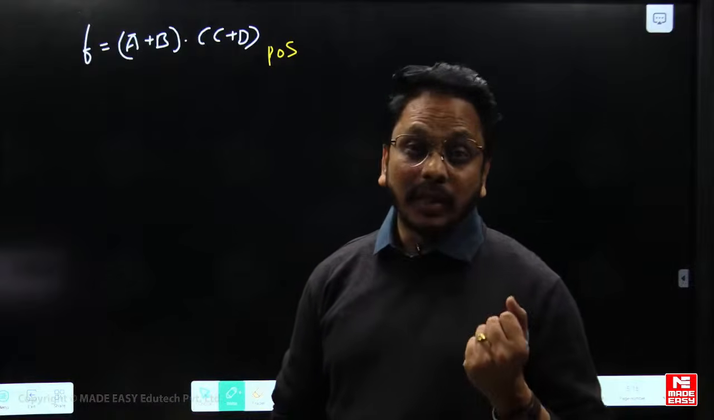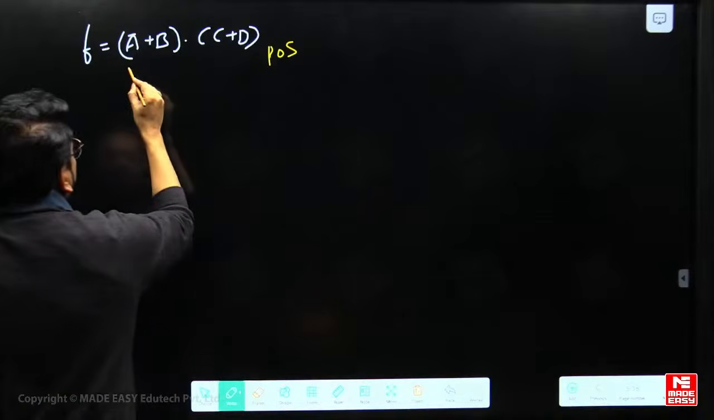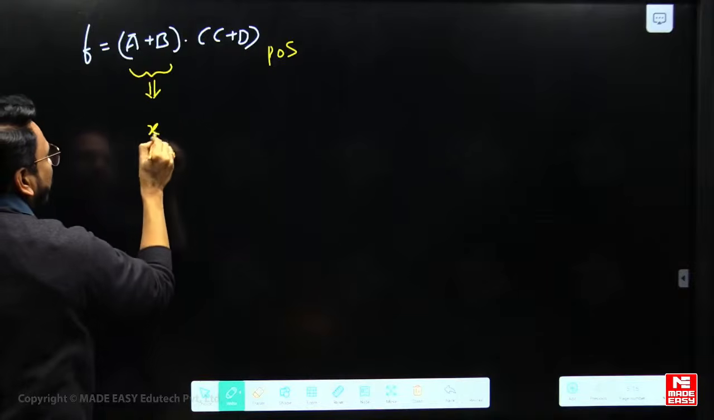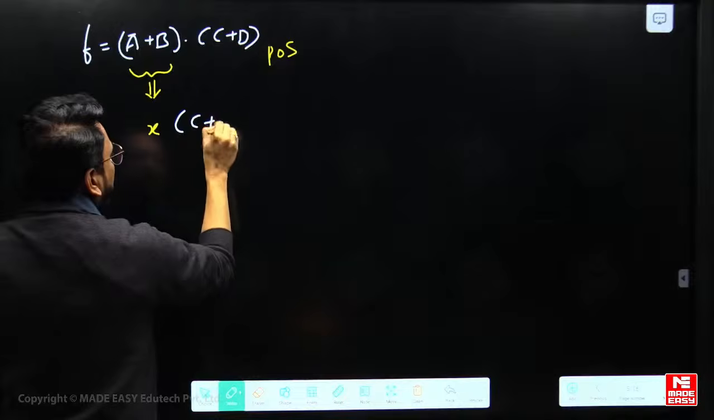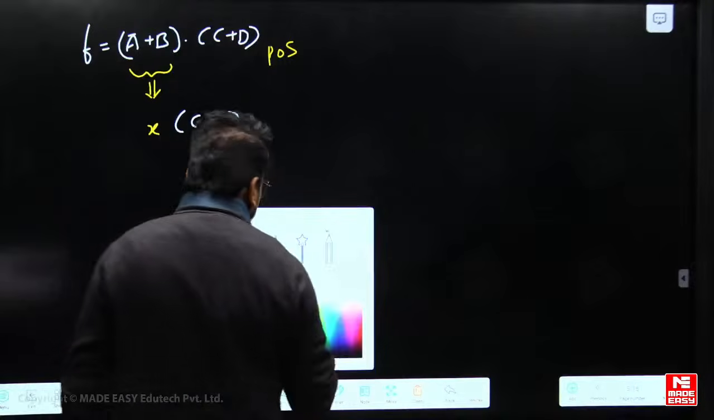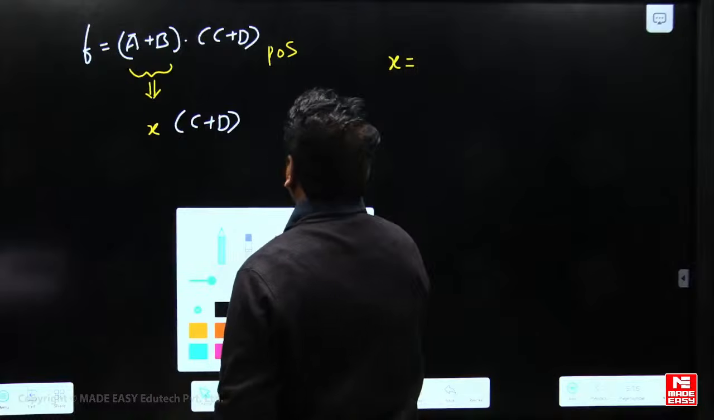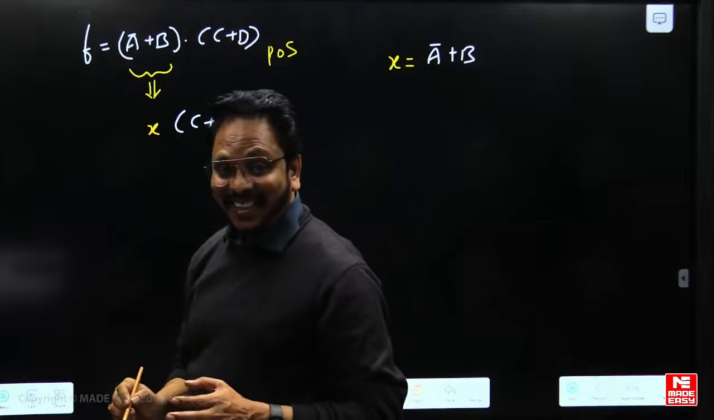Then you apply these two steps. So how can it be? Among these two, take any one of the expressions as a variable. For example, this is some variable x, and here we have the same c plus d. Sir, that means you are considering this x as a bar plus b as x? Yes, my dear, exactly like that only I did.